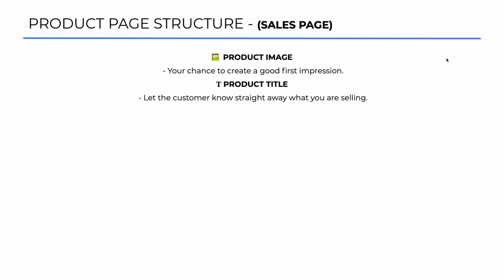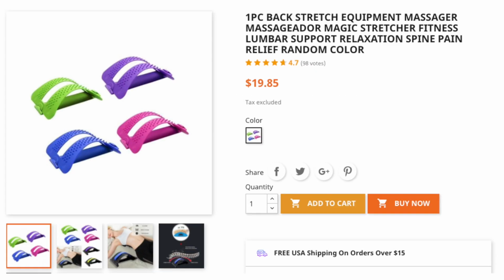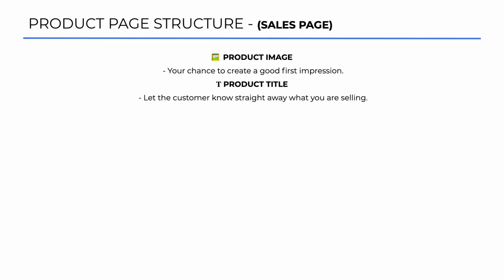The second thing is the product title. I see so many people using AliExpress titles and they just don't understand what the problem with it is. This is the second thing that the customer is going to see after landing on your product page. What you want to do is let the customer know straight away what you are selling. You don't need to put all those keywords that AliExpress sellers use. You just want a simple short title that explains exactly what you are selling.